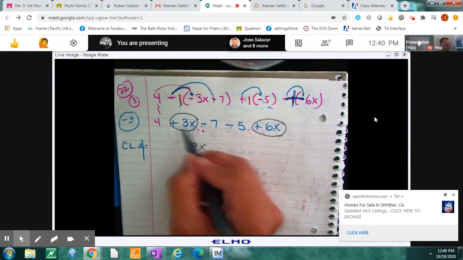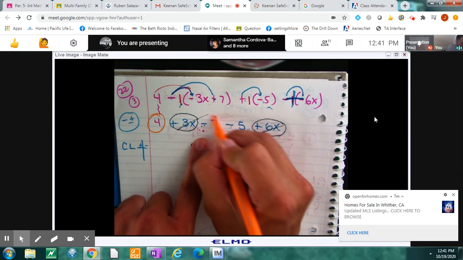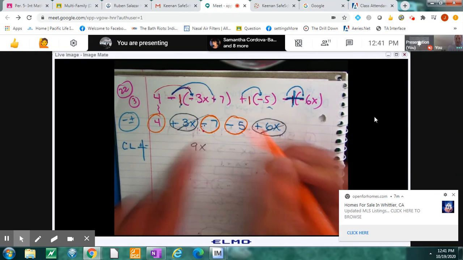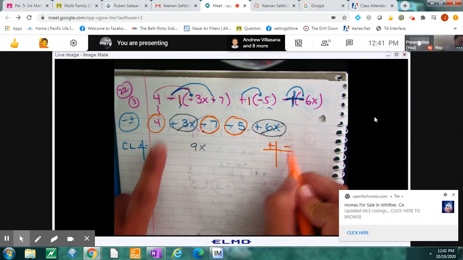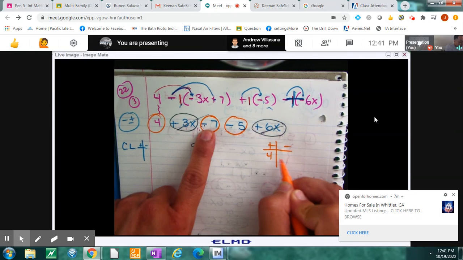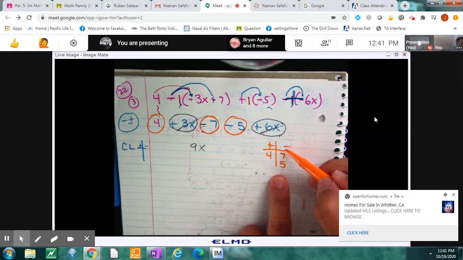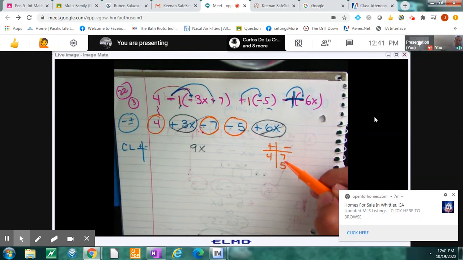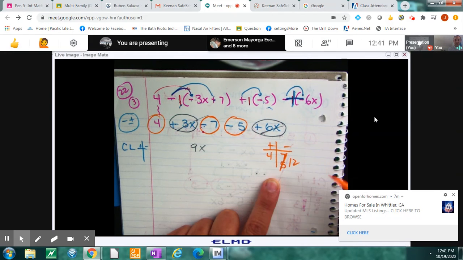So take them out. Now I have the constants, all these numbers: the 4, the -7, and the -5. So I'm going to do a T-chart with all those numbers. 4 positive, -7, -5. Here I have 7, 8, 9, 10, 11, 12. I have 12 negatives, so I'm going to take that out and put 12 negatives.